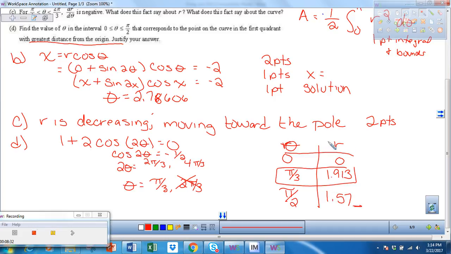To justify that, you could say, using the table of values, we see that at pi over 3, it's the greatest, it's the maximum, comparing it to the endpoints. Okie dokie? All righty, I want you to do the next free response question.